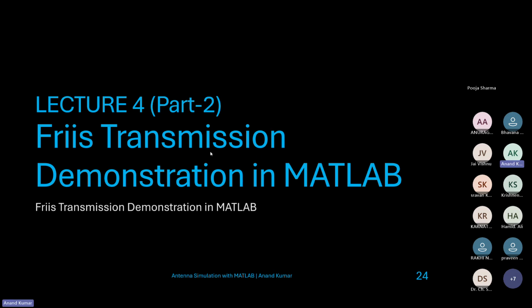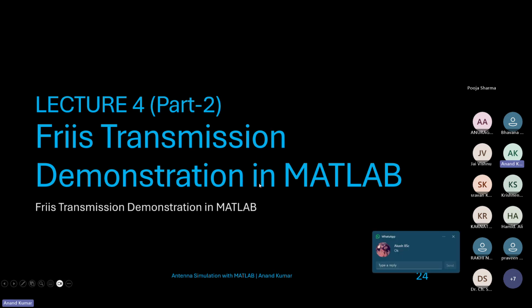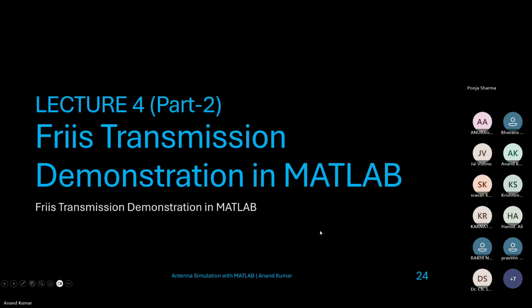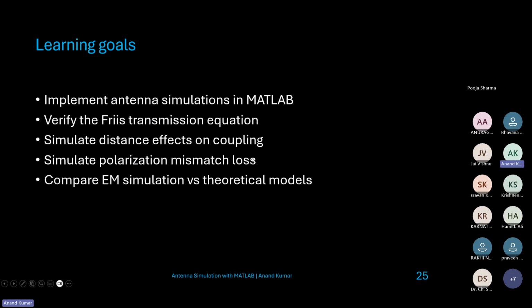Okay, so we'll start with the Friis transmission demonstration. So this is pretty straightforward. We have already seen the Friis formula in the antenna theory and microwave lectures. And this part of the lecture will just demonstrate how to verify the Friis formula in the EM simulation space. So we'll implement the antenna simulations. We'll verify the Friis transmission equation, and simulate the effect of distance on coupling and the polarization mismatch loss.